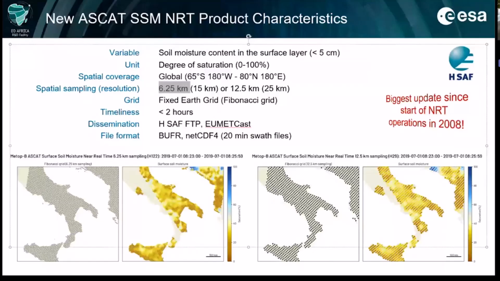There's also a certain product that is going to be used by the Met services that work at 12.5 kilometer sampling, and that has a resolution of 25 kilometers. The difference is that here you have a higher spatial resolution with a bit more uncertainty or noise, and here you have a coarser resolution with reduced noise. On the bottom you see the two grids shown for the case of Italy. Obviously, if we go to the 6.25 kilometer sampling, we come closer to the coastline, for example, and we resolve more spatial features.